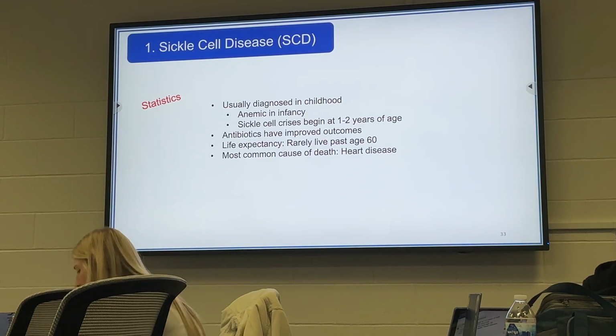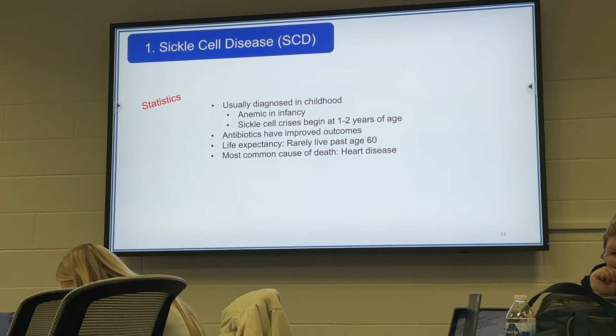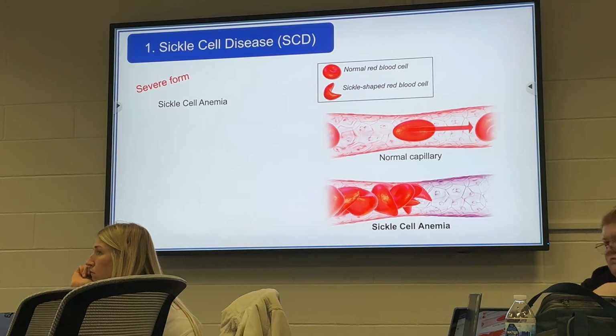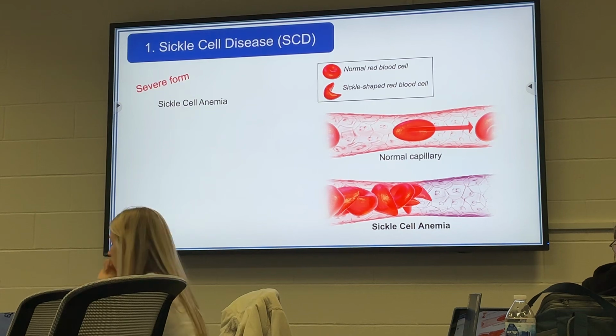Oftentimes we can diagnose it in childhood. They start to have issues early on. Life expectancy is not sometimes great. We've come a long ways with that, but because they're just inherently shaped that way, we can't really fix the way they're shaped. That's what causes you to have anemia, that's the way they're shaped.